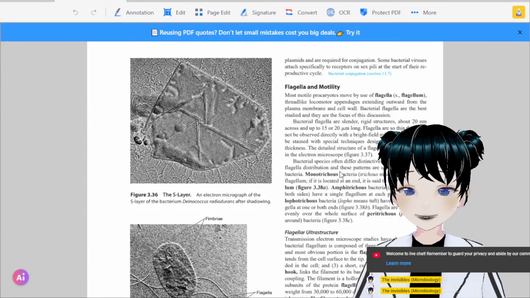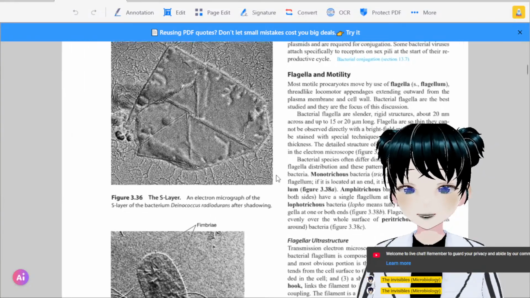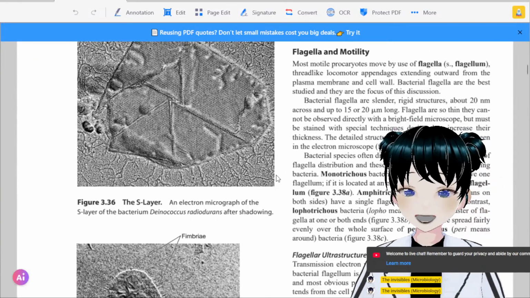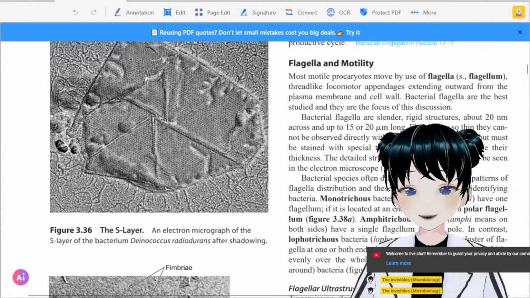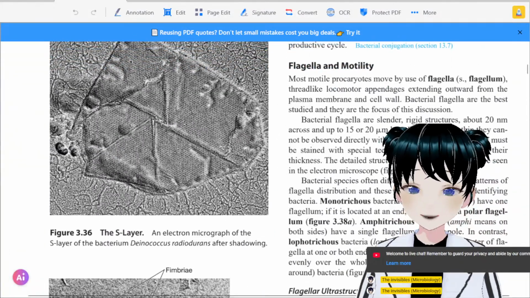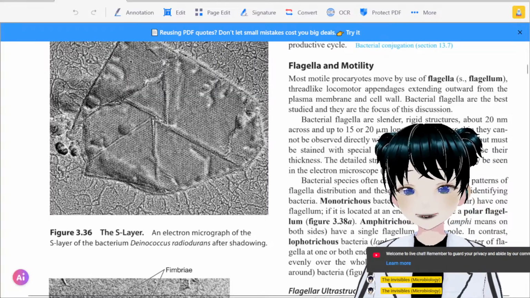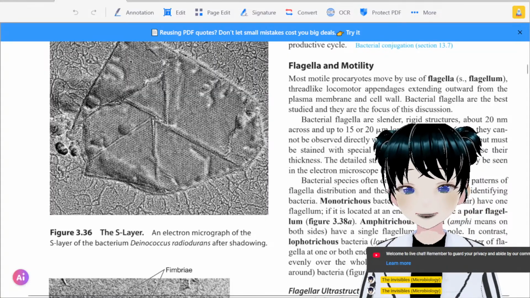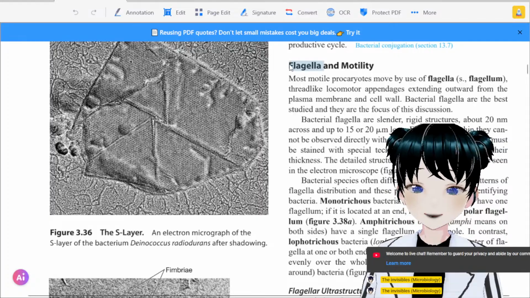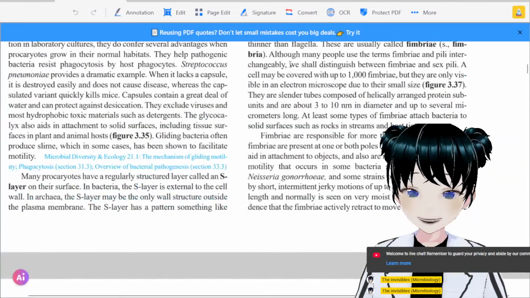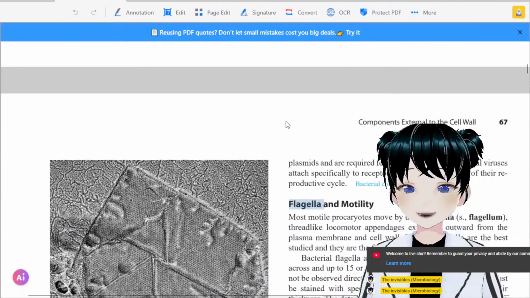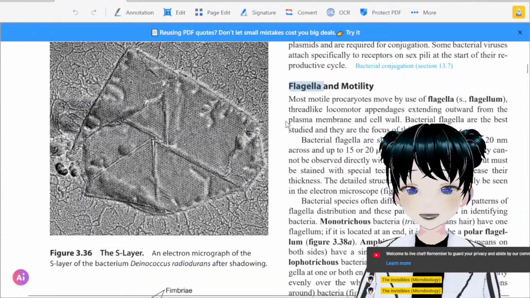Of course, you have seen bacteria that move from one place to another. Not all bacteria can move, but some bacteria can and some cannot. So today we are going to study how bacteria move by flagella. The pili and the fimbriae that we studied usually are not for locomotion, usually flagella.